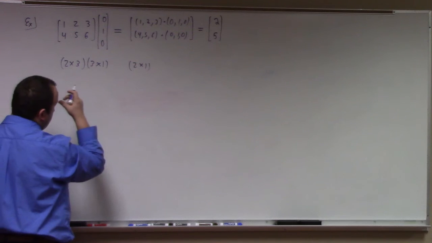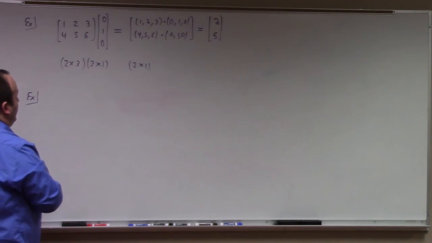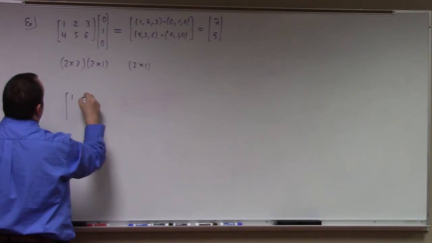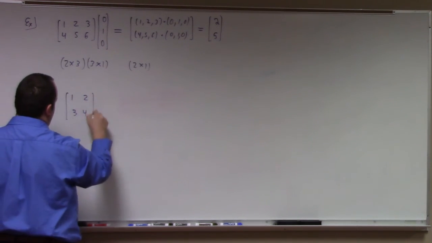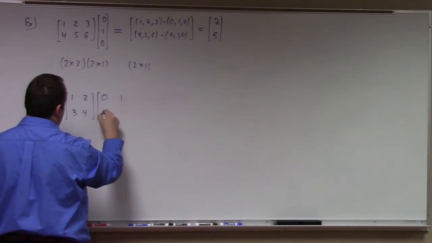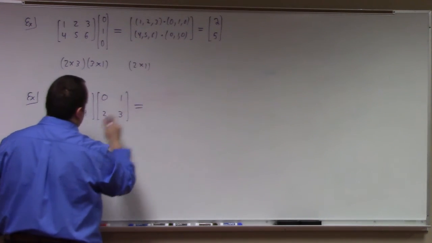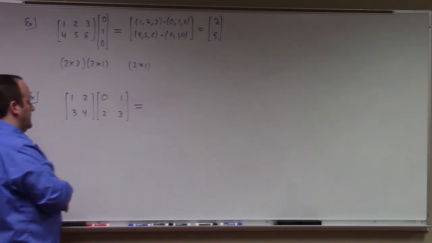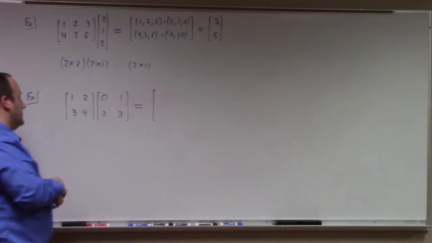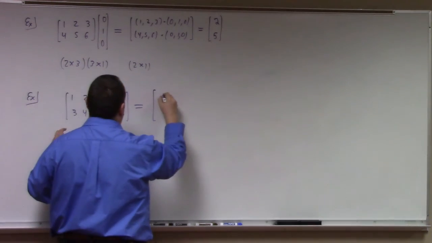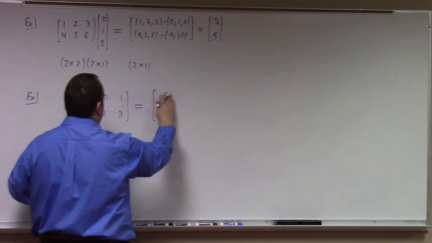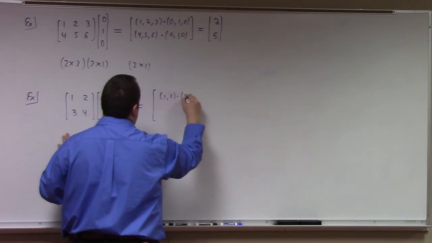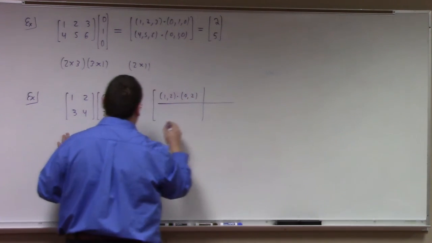Let's see here. How about, what if we look at 1, 2, 3, 4 times 0, 1, 2, 3. How's this going to work? Well, I'll write it out again. I will, at some point, stop writing these, of course, and just do it. But since we're starting, there we go.